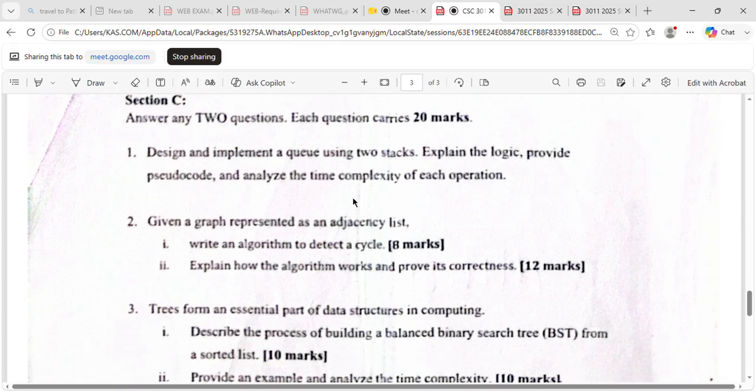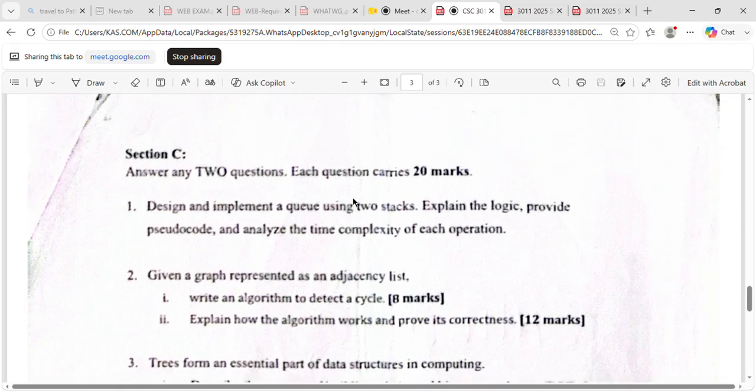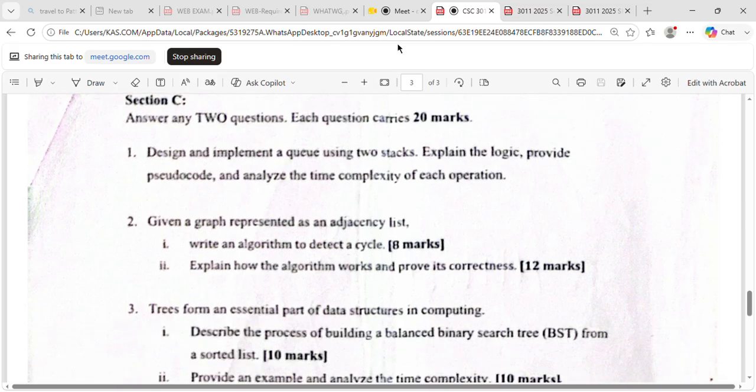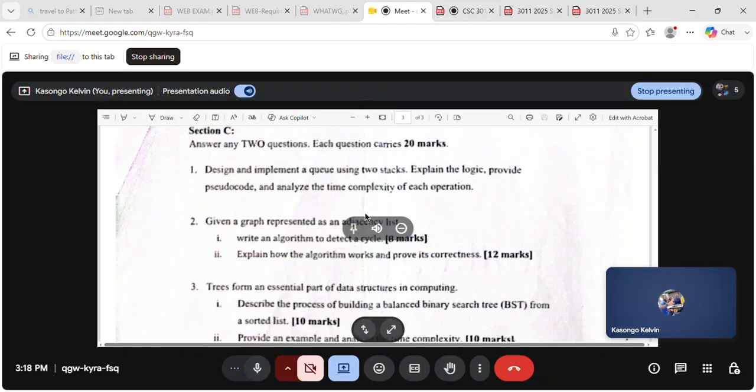Then section C, we do section C on Monday. I hope that's okay. Is that okay?